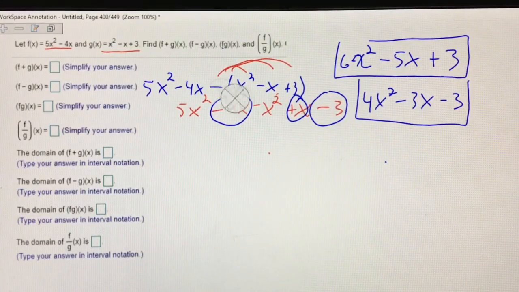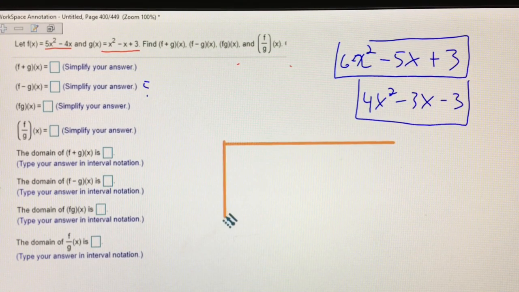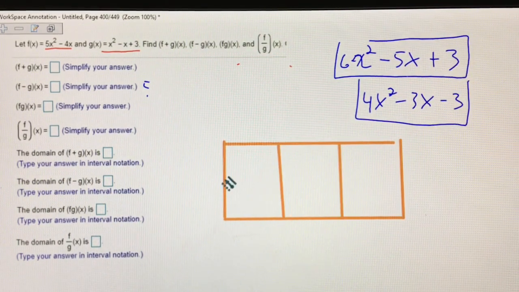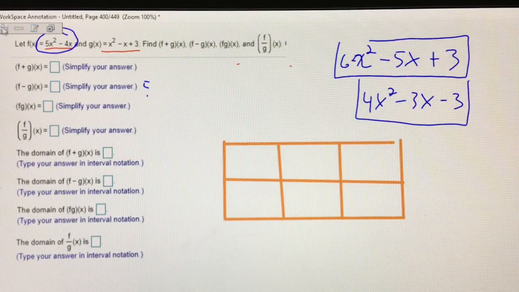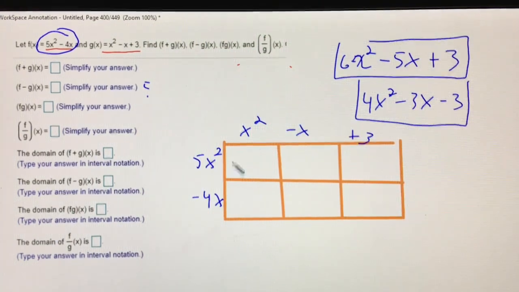F times g, I want to FOIL that. So I'm going to make a Punnett square for f times g. Let me see. I'm going to make a 6 square Punnett. There are 2 items on the vertical, and there are 3 items on the horizontal. I think these are very convenient, and they organize the data well. So I'm going to take the 5x² minus 4x and lay it on the side. And I'm going to take the x² minus x plus 3. Now I'm going to FOIL them out.